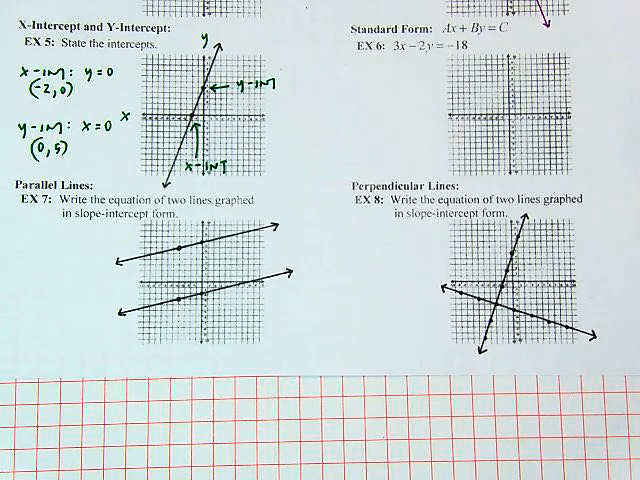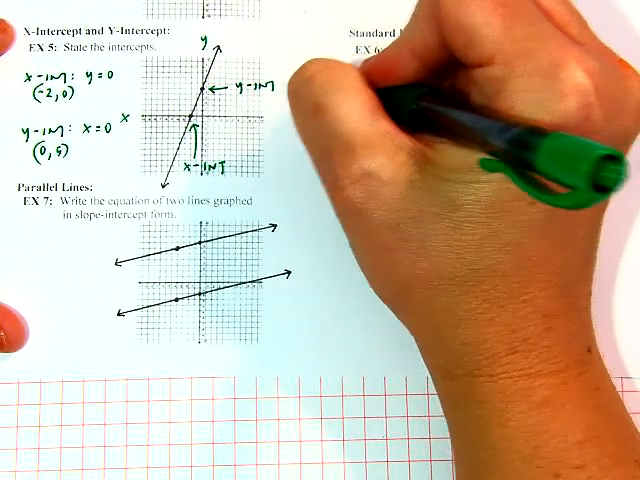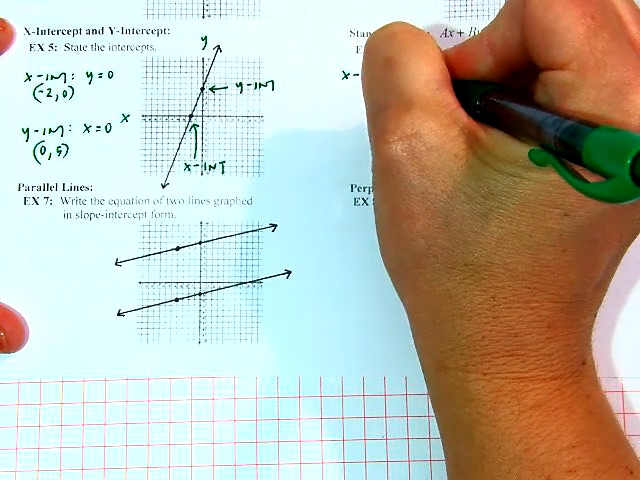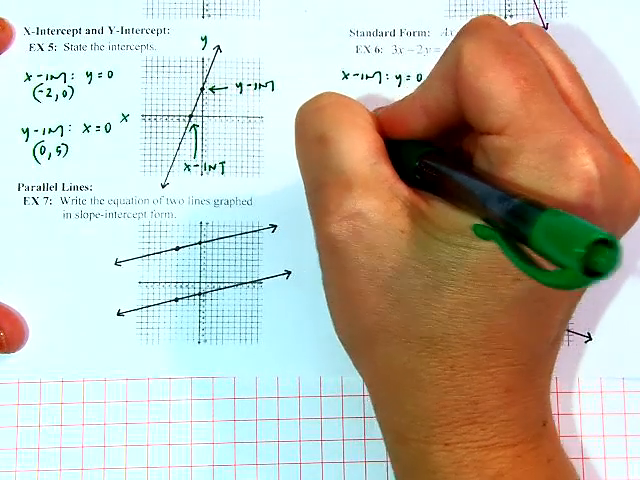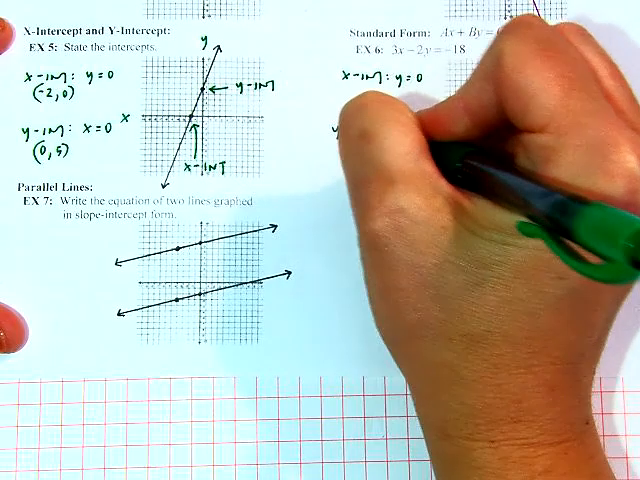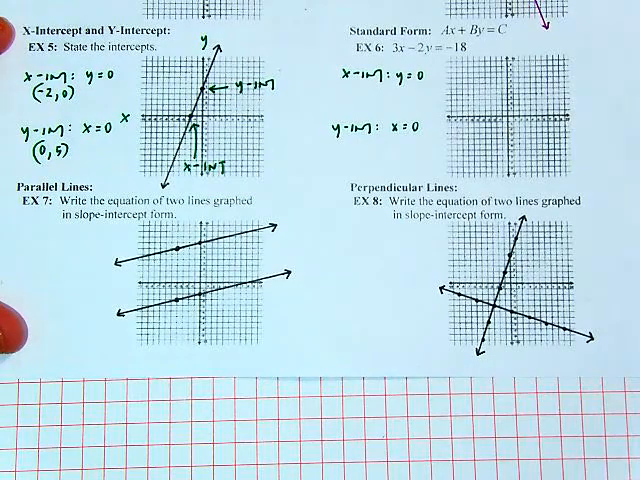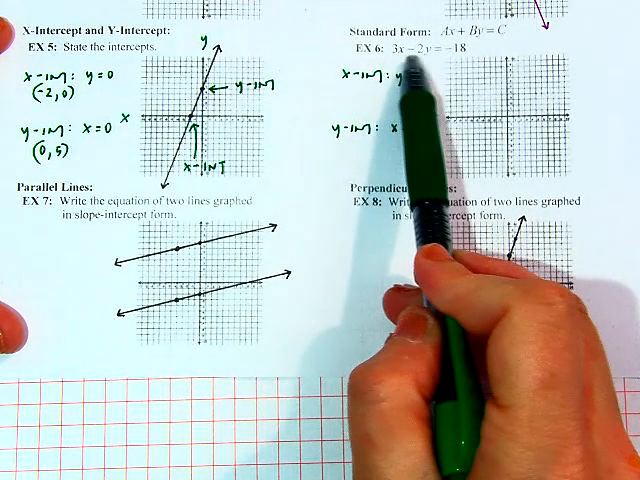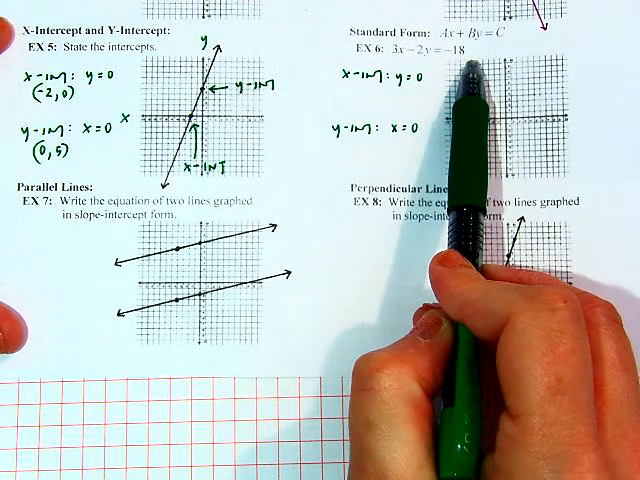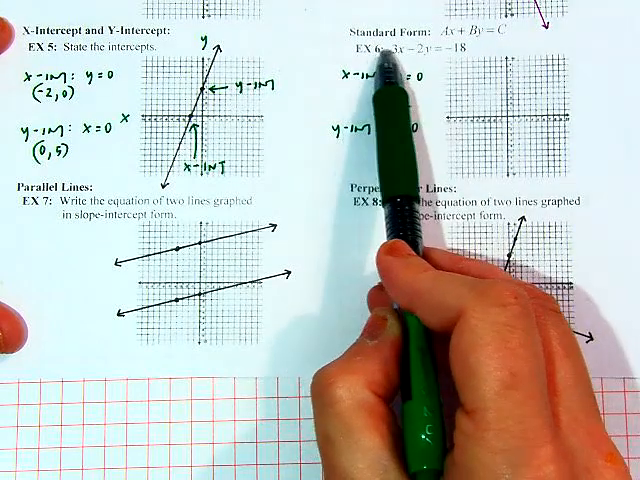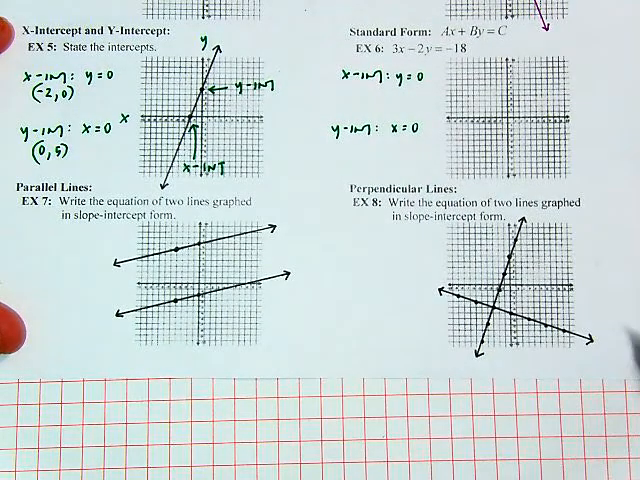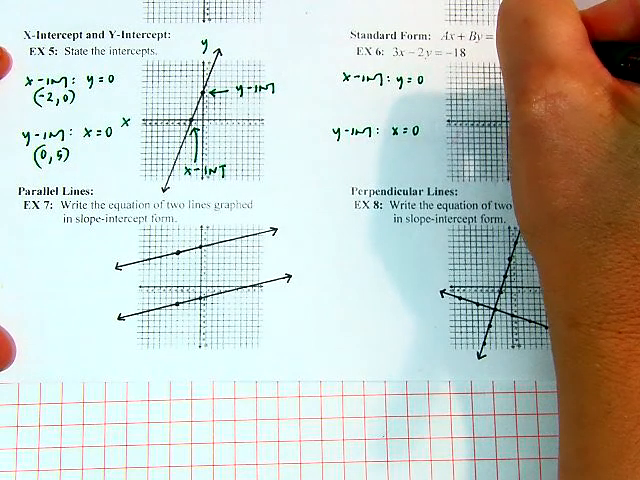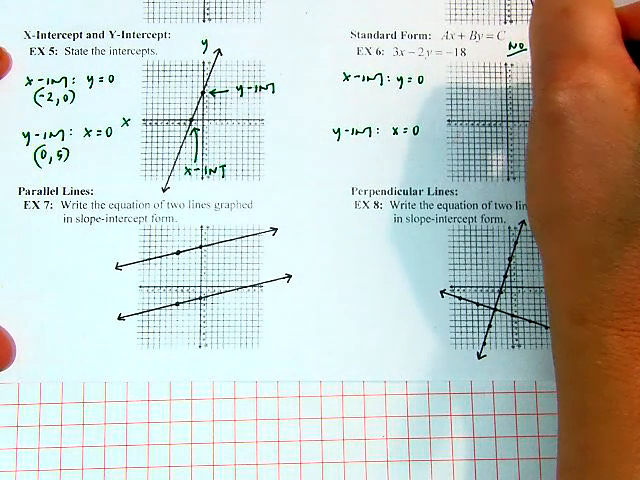So if I'm looking for my x-intercept, I know that that's when y equals 0. And my y-intercept is when x equals 0. So standard form, we always have the two variables on one side and the constant on the other. And we also don't have any fractions. So the fractions would have been cleared. Let me just write a little note. No fractions when it's in standard form.